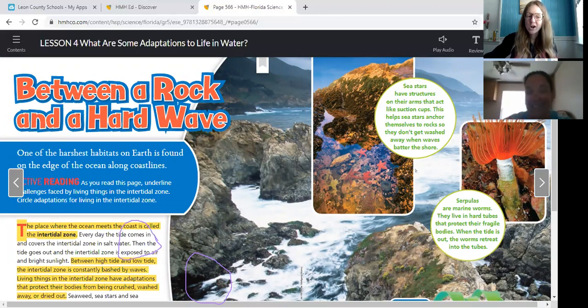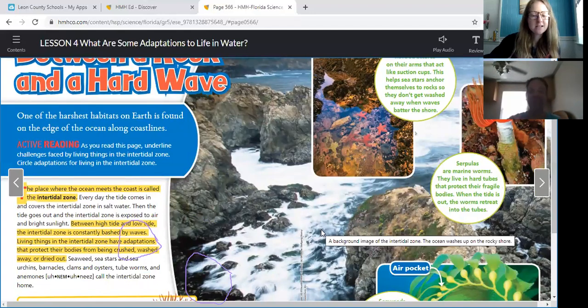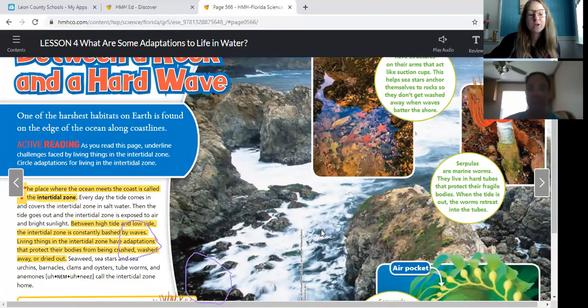So one of the harshest habitats on Earth is found on the edge of the ocean along coastlines. So think about if you've ever been to an ocean or maybe even the Gulf and those waves crashing in, it can get very rough. The place where the ocean meets the coast is called the intertidal zone.